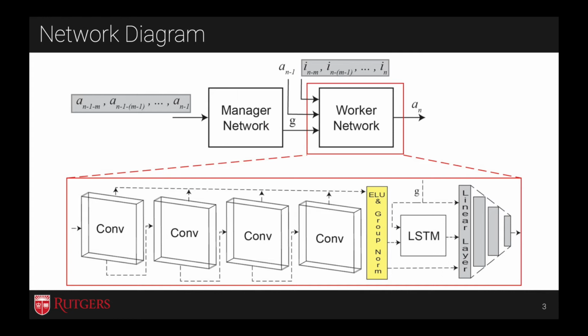The makeup of our manager and worker networks is similar, so we only show a breakdown of the worker network. We first pass the sequence of images through 4 convolutional layers. Then we combine the intermediary representations to get one feature vector. We pass this feature vector through an LSTM with the goal vector from the manager. The output is then passed through some fully connected layers to produce the steering angle.